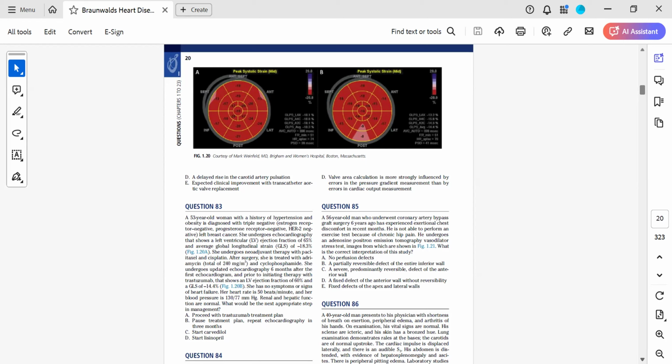She undergoes an updated echo 6 months after the first echocardiogram and prior to initiating therapy with trastuzumab that shows an LV ejection fraction of 60% and a GLS of minus 14.4%. The image is shown. She has no symptoms or signs of heart failure. Her heart rate is 50 beats per minute, and her blood pressure is 130/77 millimeters of mercury. Renal and hepatic function are normal. What will be the next appropriate step in management?